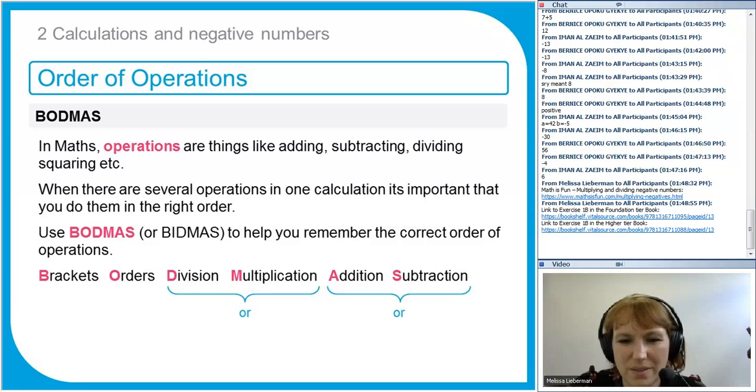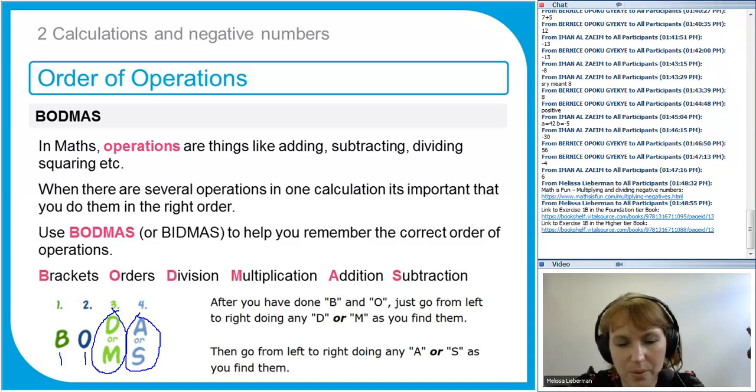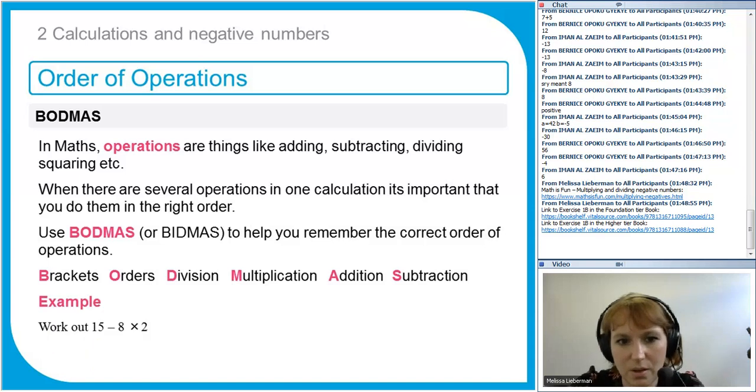So those are kind of squished together. So really it should be something like this. So it's brackets and then orders, which is powers and roots, and then division or multiplication, and then add or subtract. I'll show you an example and it'll become clear what I mean by this.